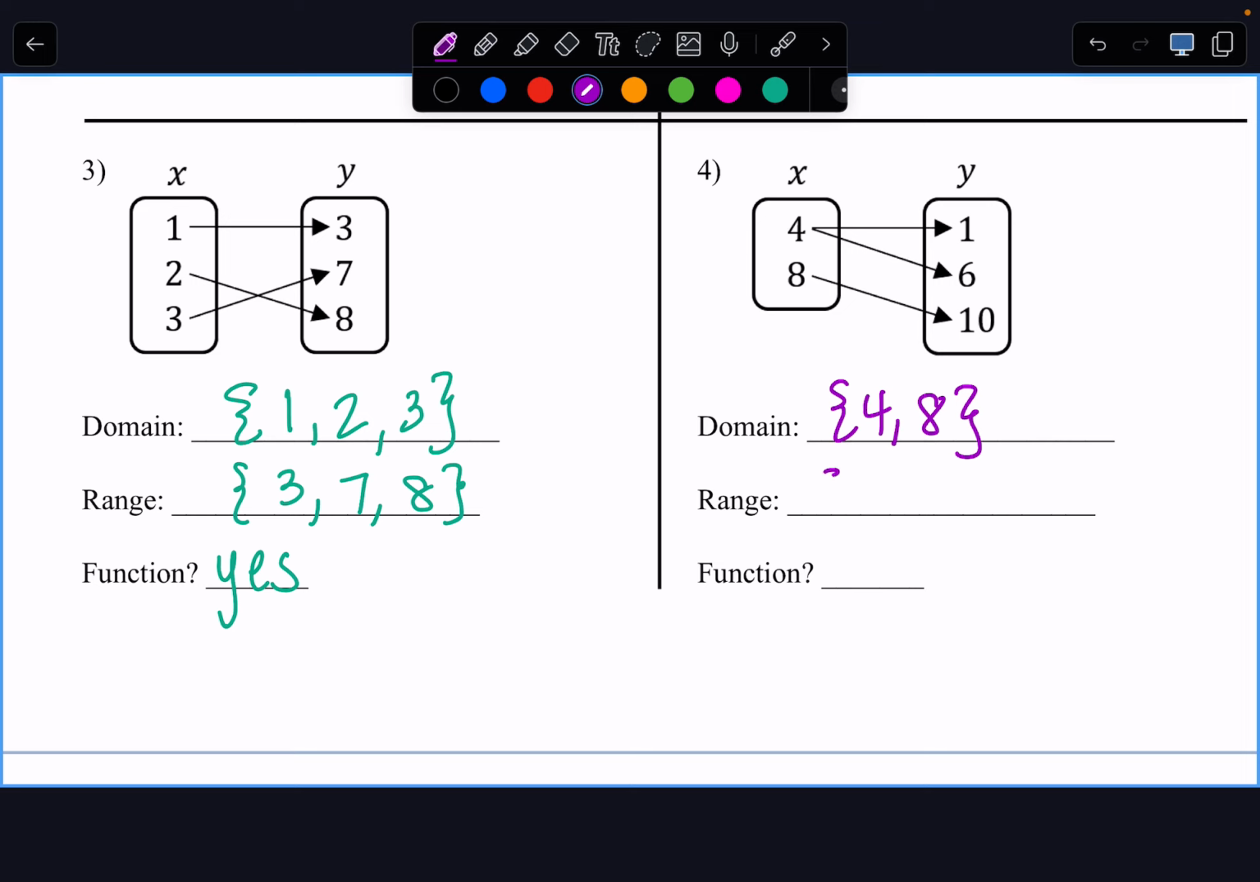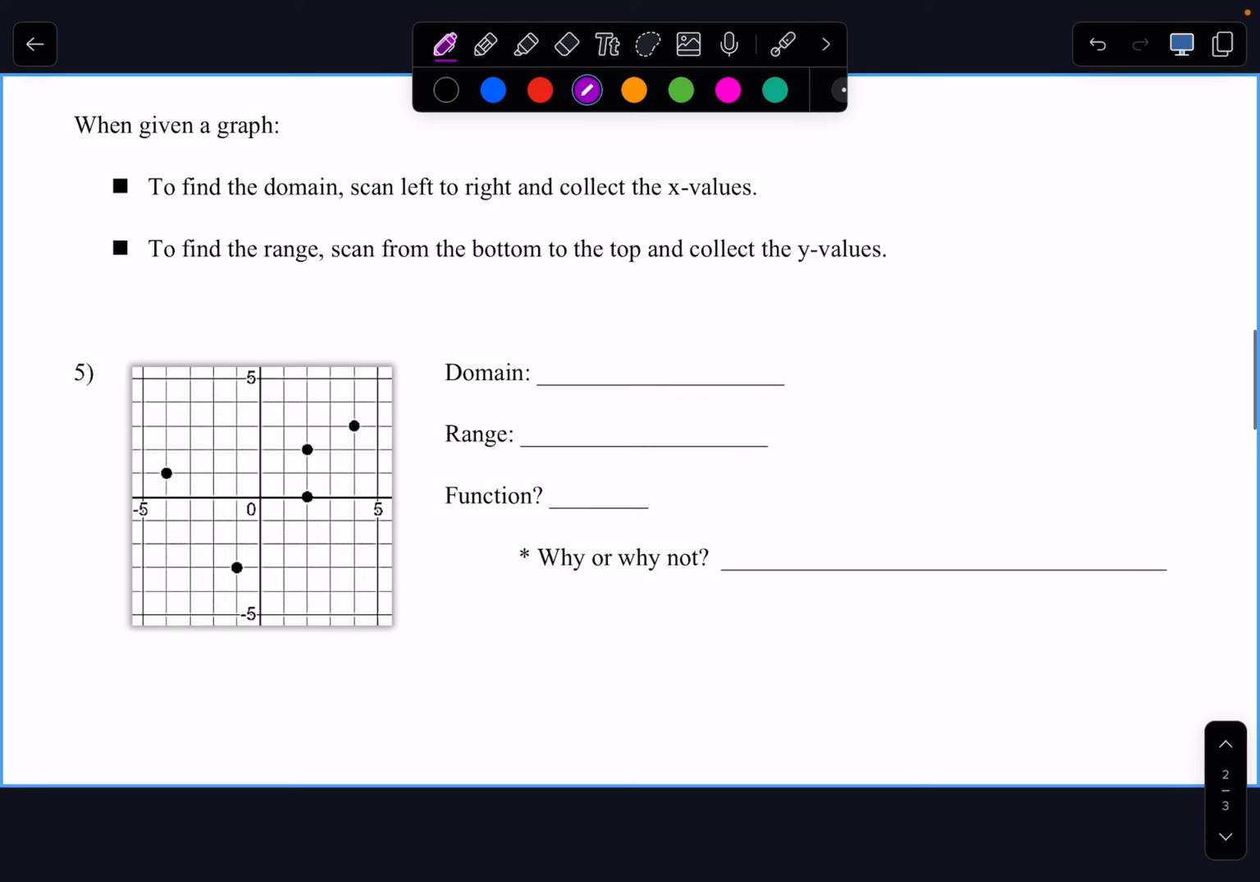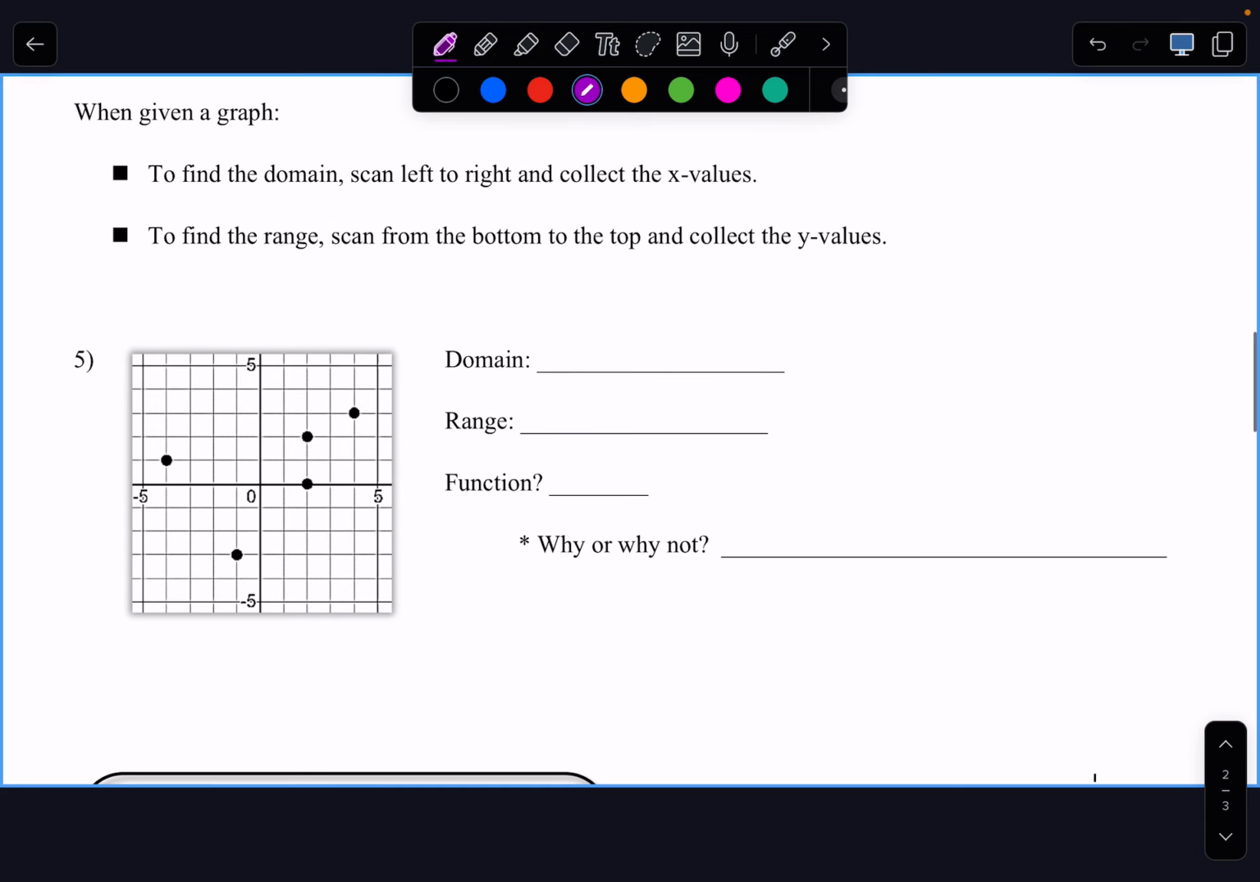Okay, Emily, what about our range? 1, 6, and 10. Everybody, is this a function? No. No, sad day. 4 is being mapped to 2 different numbers. Okay? All right.